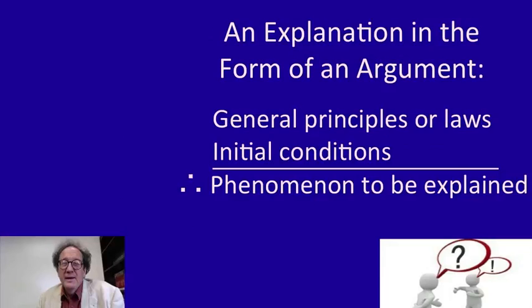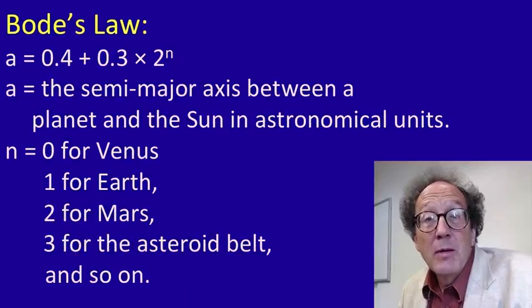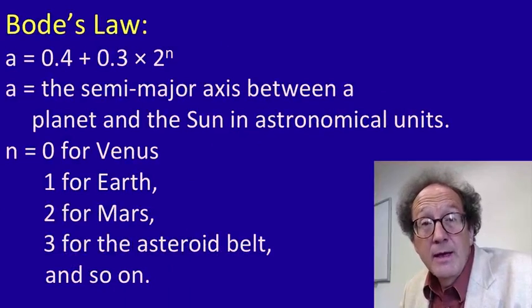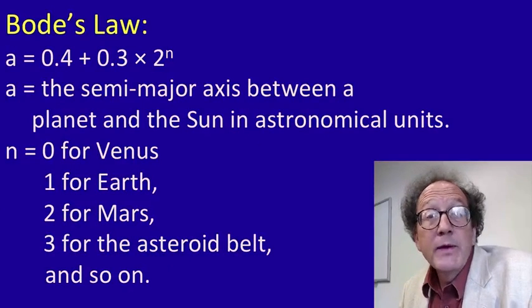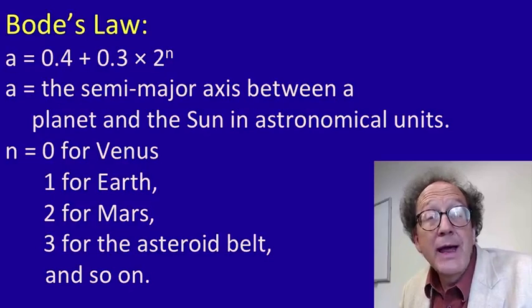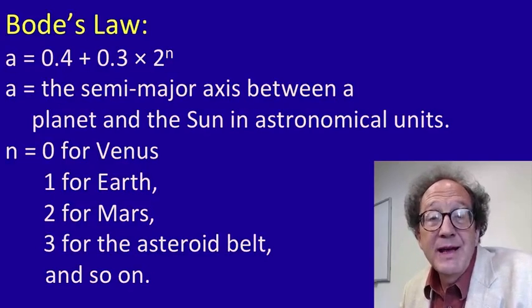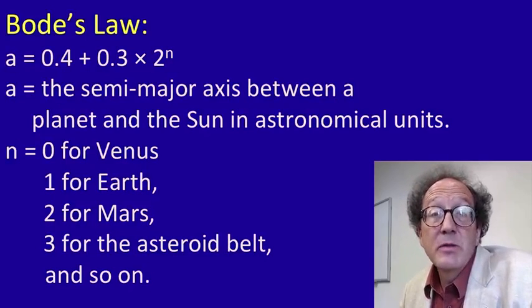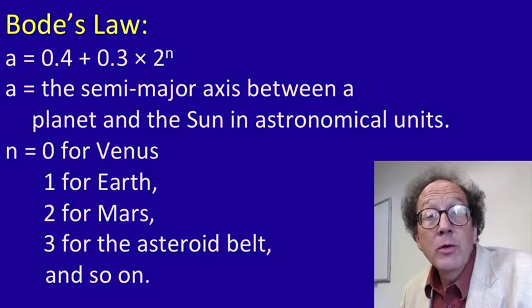the book fell. Now, this form of argument gives some people the impression that any generalization can be used for explanation, but that's not quite right. One example is Bode's law. Bode's law says that 0.4 plus 0.3 times 2 to the n can be used to predict all the distances between planets and the sun, where n is the number of the planet. So if n is Venus, then n is 0, Earth is 1, Mars is 2, and so on. This law was actually used to predict both the largest asteroid in the asteroid belt, Ceres, and also Uranus.